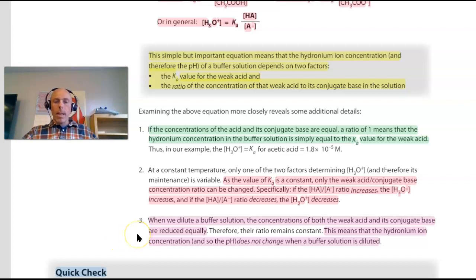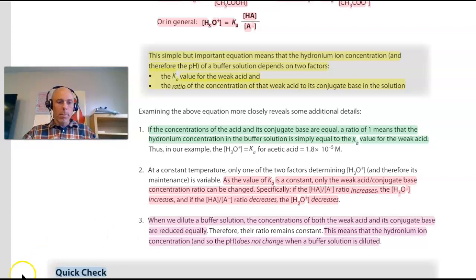Now looking at statement 3 in purple, it is telling us that if you add more water to a buffer system, you're diluting both the weak acid and conjugate base equally. Therefore, the ratio won't change. The Ka is still a constant, and therefore the hydronium concentration and pH will not change when a buffer system either becomes more dilute or more concentrated. Just something to remember.